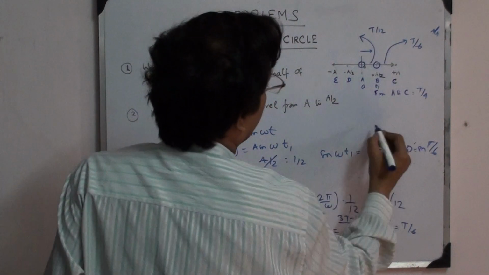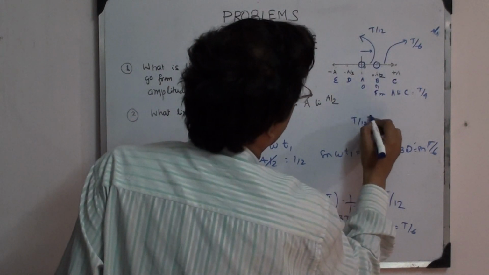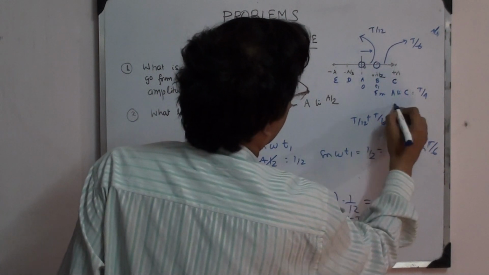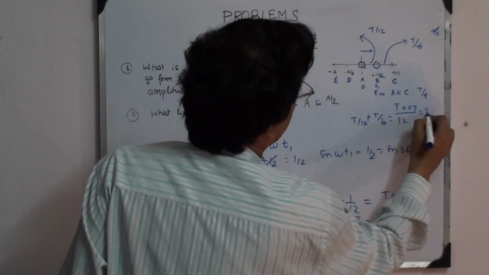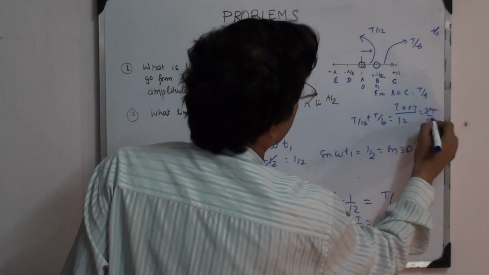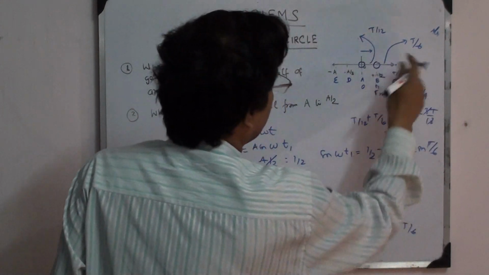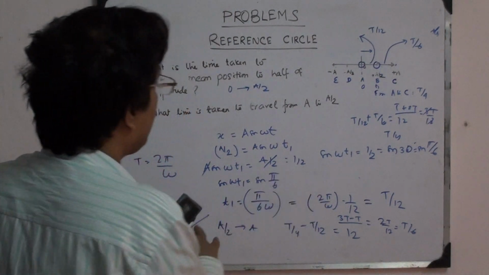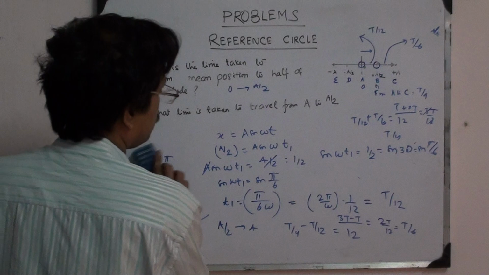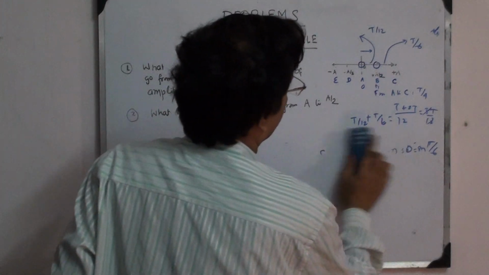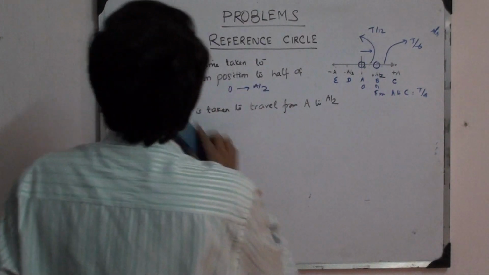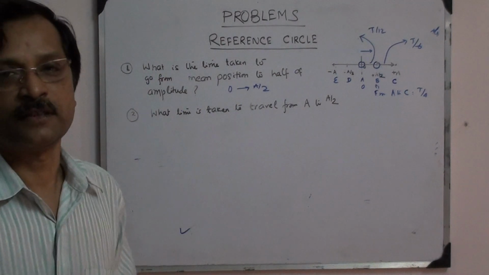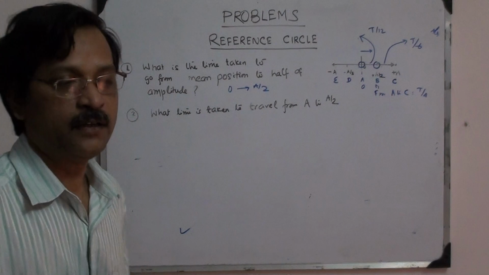Together they will add up to how much? T by 12 plus T by 6. This is T plus 2T, 3T by 12, which is equal to T by 4. That is the complete time cycle. So you see, this is one of the ways to solve it. But a much more elegant way to solve it is through the reference circle, and that is our topic here.